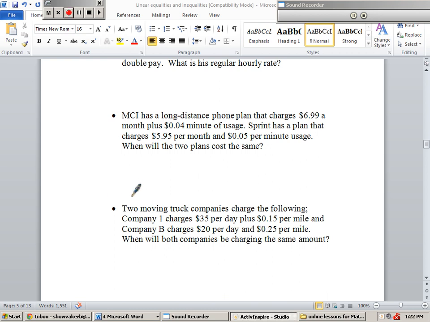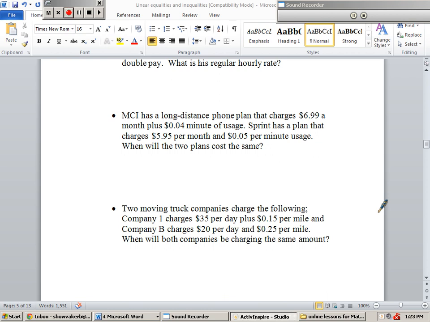So I'd move my 0.05m over, and I move my $6.99 over, and I'd get negative 0.01m equals negative 1.04, divided by negative 0.01. So m is 104 minutes. Now, what does that tell me? It tells me at 104 minutes they're both the same.